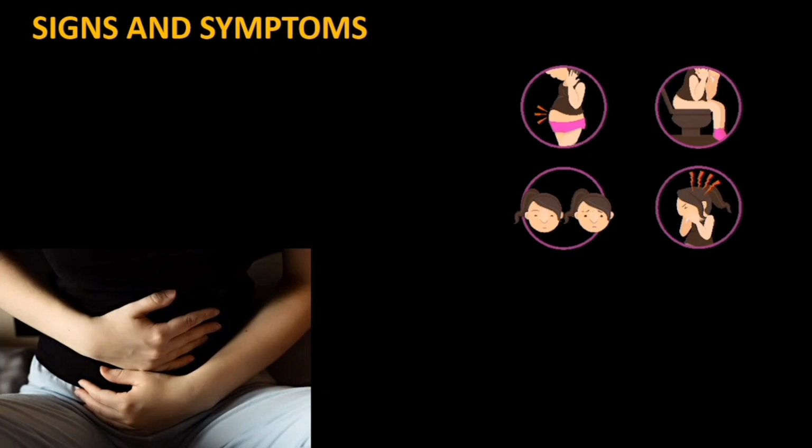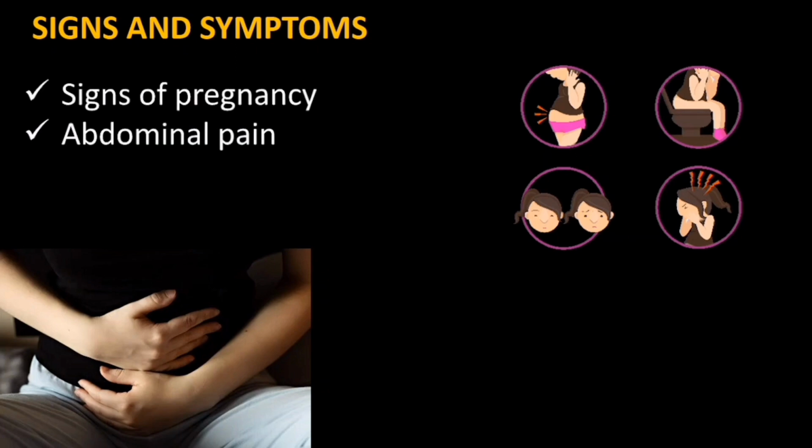Now, what are the signs and symptoms of ectopic pregnancy? First of all, the signs of pregnancy. Symptoms include abdominal pain and vaginal bleeding.